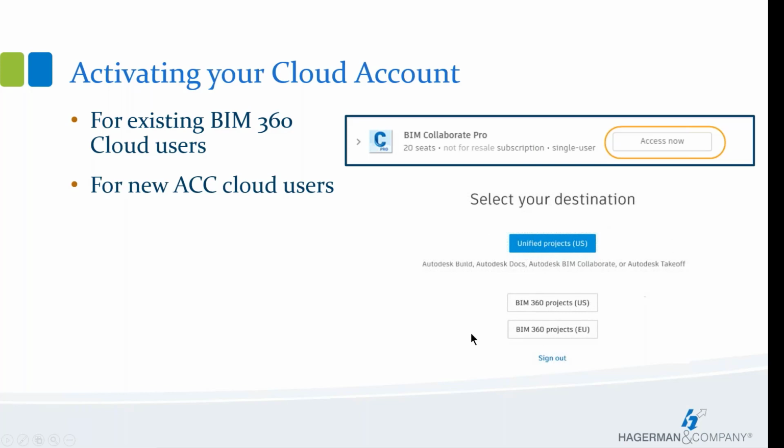If a project member or an Autodesk account holder who is not an admin selects Access Now, it's just going to take them to whatever account they have. If it's the unified account, that shows both BIM 360 as well as the Autodesk Construction Cloud projects, or it'll take them directly to BIM 360 if you only have that active.